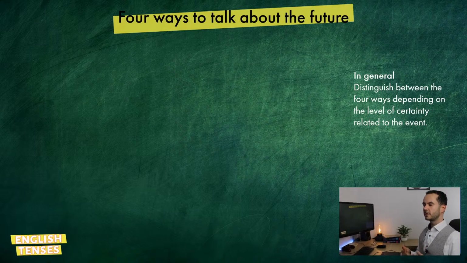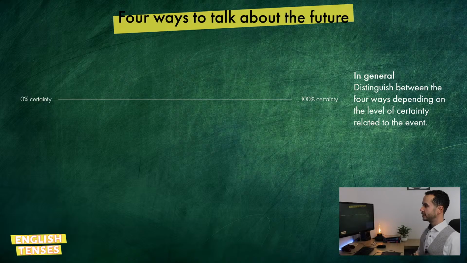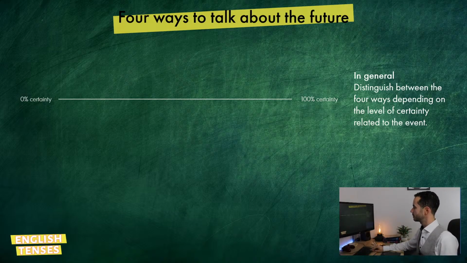When we talk about the future in English, certainty is important, and certainty means how likely something is to happen. The more likely it is, the more certain it is, and the less certain it is, the less likely it is to happen. So things that are less likely we'll put at 0% certainty, and things that are definitely going to happen, we'll put at the 100% certainty level.